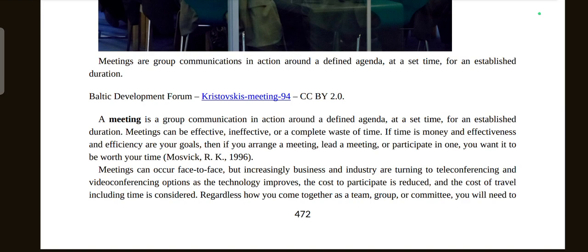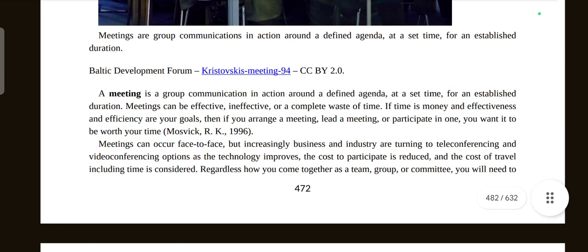So if time is money and effectiveness and efficiency are your goals, then if you arrange a meeting, lead a meeting, or participate in one, you want it to be worth your time. So not all meetings are effective. Sometimes it is ineffective. It is also a complete waste of time. It can occur face to face, but increasingly business and industry are turning to teleconferencing and video conferencing options as the technology improves.